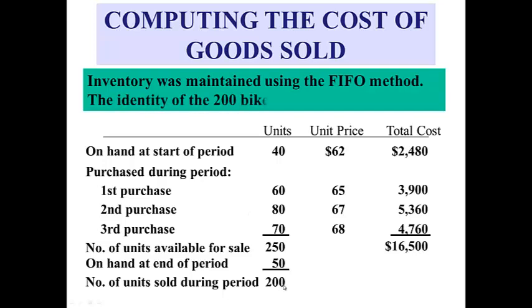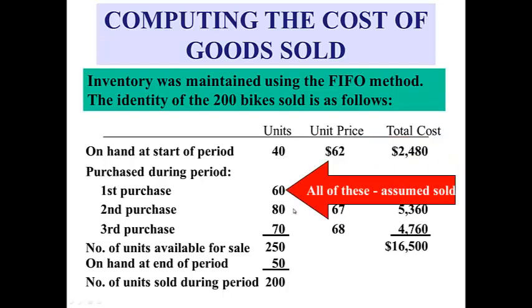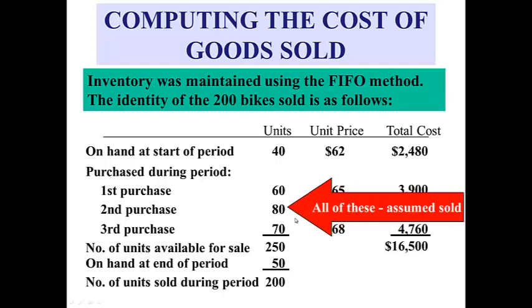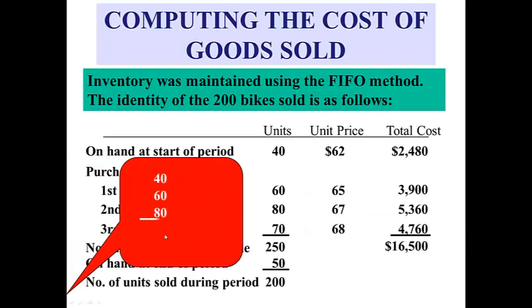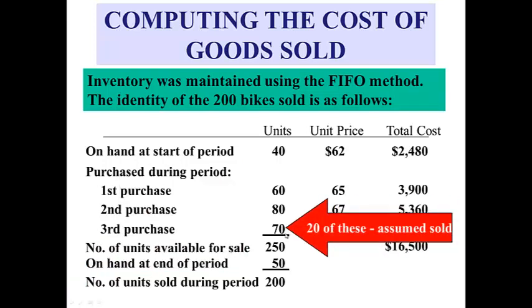Okay, so we know that we've sold 200. So if we've sold the first 200 under first in, first out, we've sold the 40 from beginning inventory, the 60 from the first purchase, 80 from the second purchase. So if we add all those up, so far we've accounted for 180. That means we've got 20 that we need to pick up from the third purchase. So this first 200 was sold. The last 50 from the third purchase are in ending inventory.